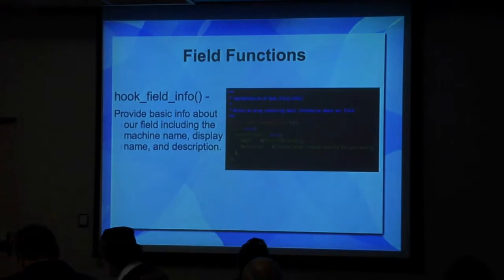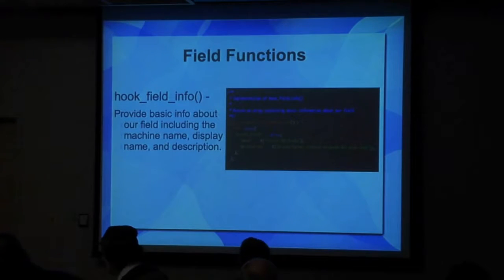So now the hook field info, we are basically just telling Drupal and CCK about our field. We're just going to be returning an array that's keyed by the machine readable name. And inside, we give it the basic information, our label, the human readable name, and maybe a quick description so people know what we're doing.